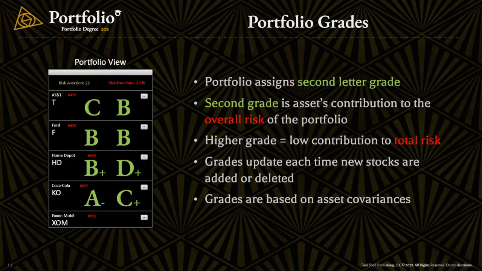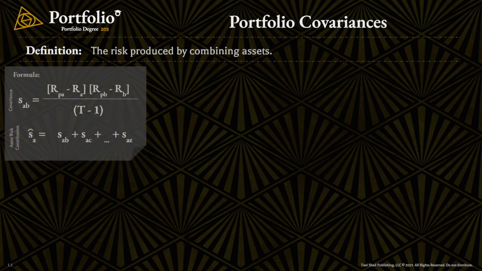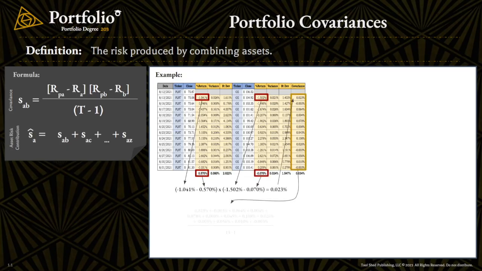So if you remember earlier when we were talking about covariances, I mentioned that this is going to come back up when we're talking about portfolios. So let's take another look at how covariance applies here. Walking you through an example, remember that the covariance is just the risk produced by combining assets. When we calculated covariance in the earlier section, it was a covariance between the asset and the index. And this uses the same math, except instead of using the index, you're using another asset.